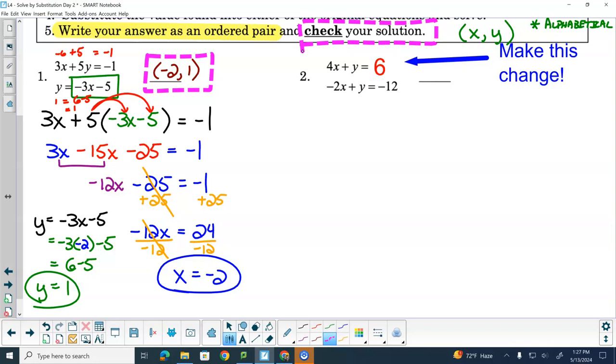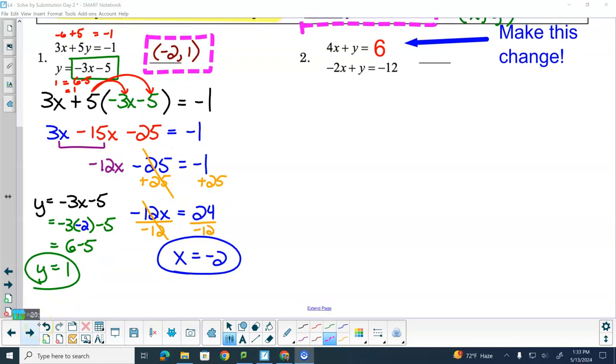Okay? No excuse. Please change this one to 6. I think it's a 4 in your notes right now. Change that 4 to a 6, and then do that problem for me right now. Go. There you go. I know there's 2x, so we might need to do this one.